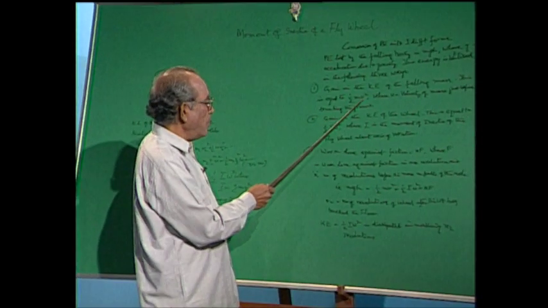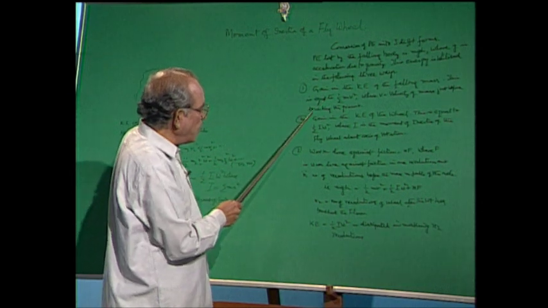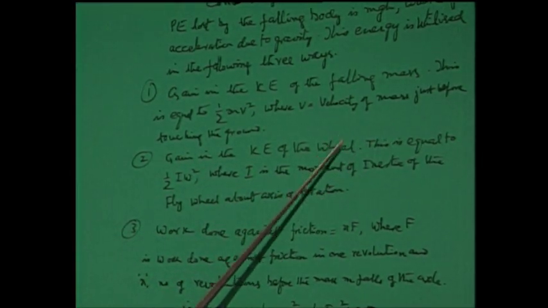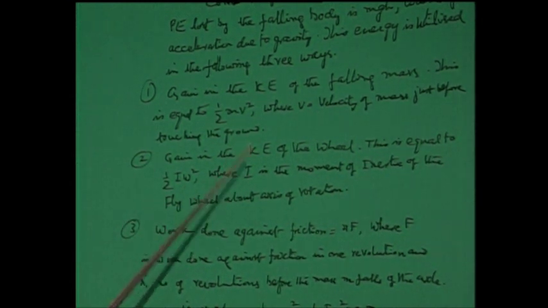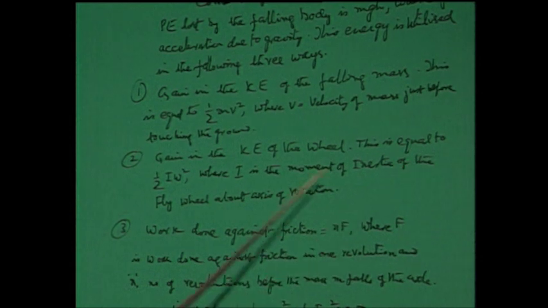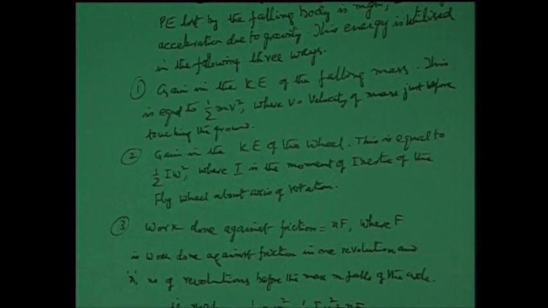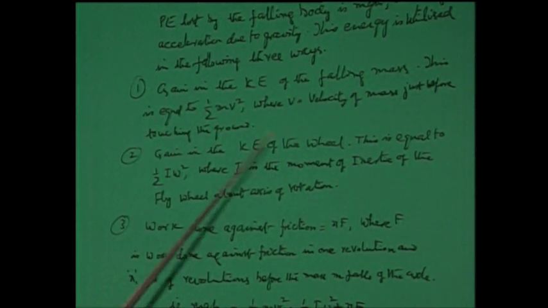That is one form of energy, that is, the potential energy is being converted. Another form is the gain in the kinetic energy of the wheel. This is equal to half I omega square, where I is the moment of inertia of the flywheel about the axis of rotation. Here we have already seen this from the definition. So, the gain in the kinetic energy.